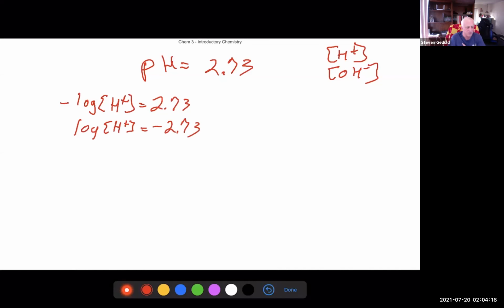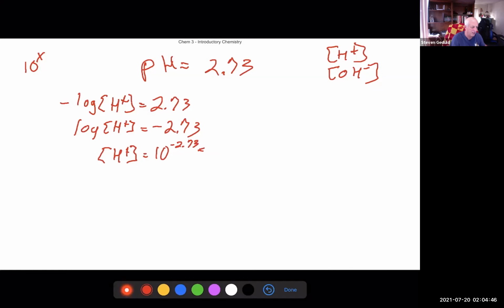And move the negative sign to the other side. The inverse of the log on your calculator is 10 to the x. That's the exact opposite of log, so that's a key to look for if you want to do the inverse of a log. So take the inverse of the log on both sides. Okay, so you'd have H plus equals 10 to the negative 2.73.